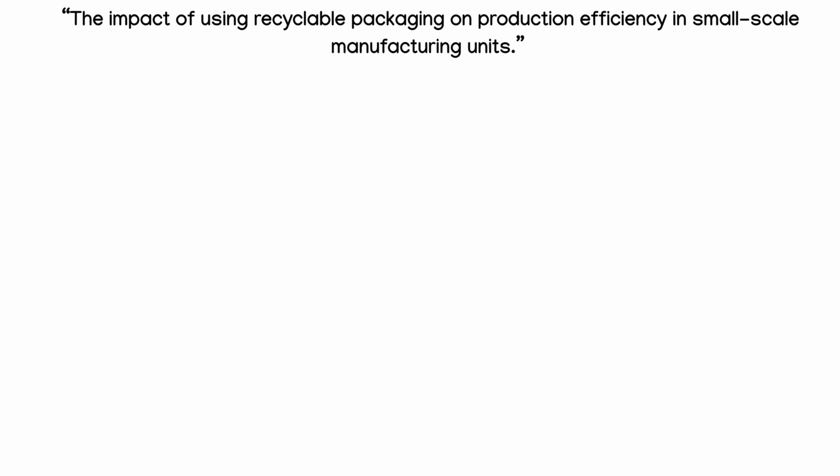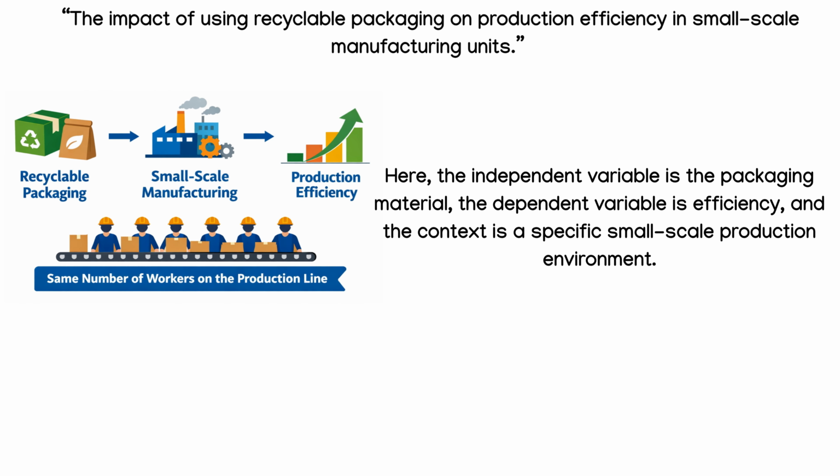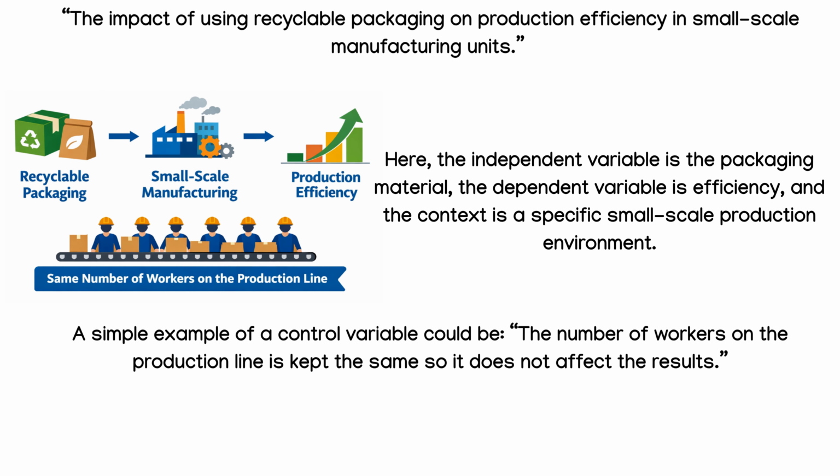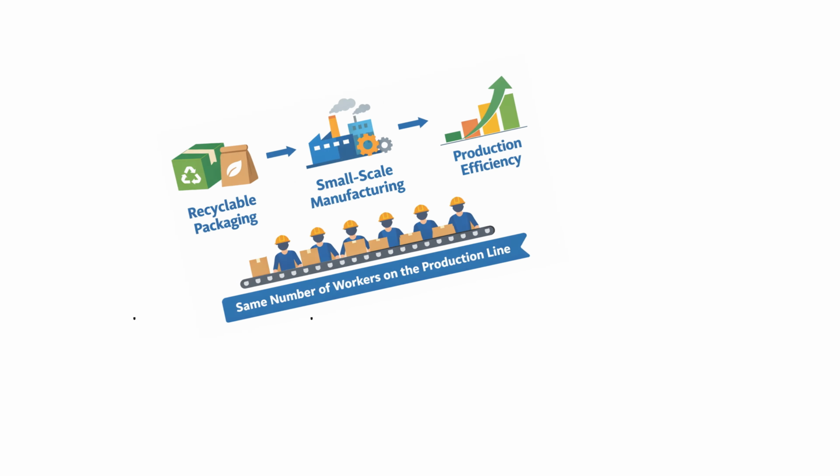For example, a narrow topic could be the impact of using recyclable packaging on production efficiency in small-scale manufacturing units. Here, the independent variable is the packaging material, the dependent variable is efficiency, and the context is a specific small-scale production environment. A simple example of a control variable could be: the number of workers on the production line is kept the same so it does not affect the results.